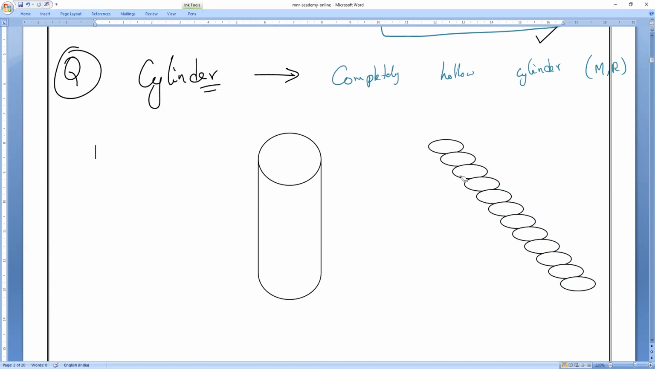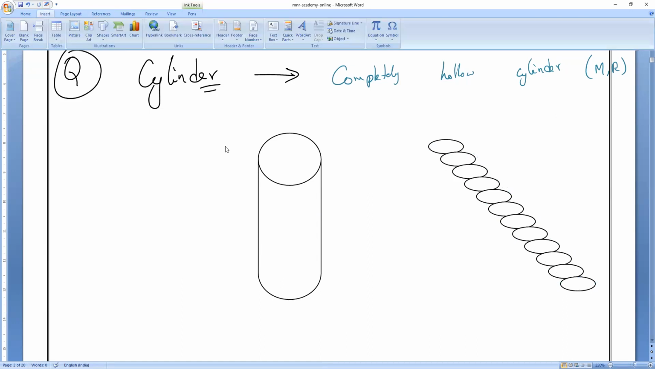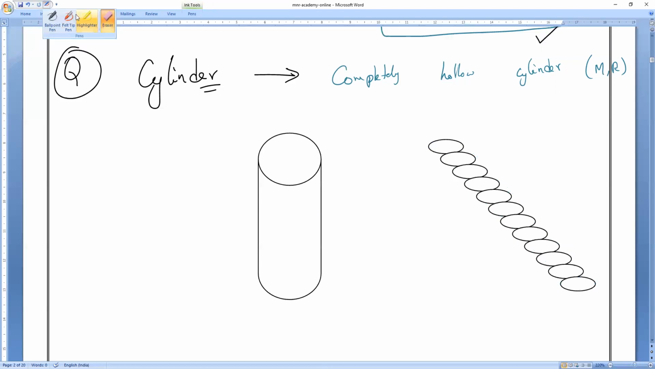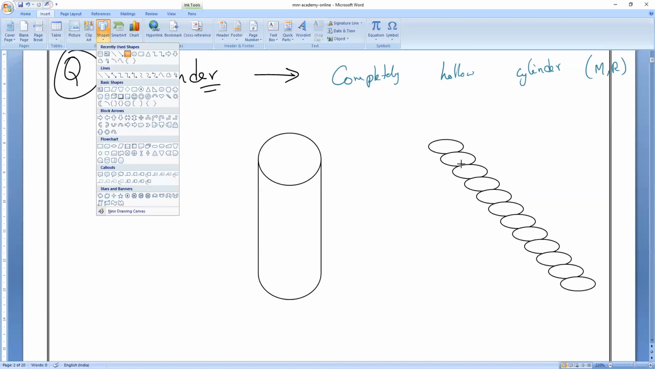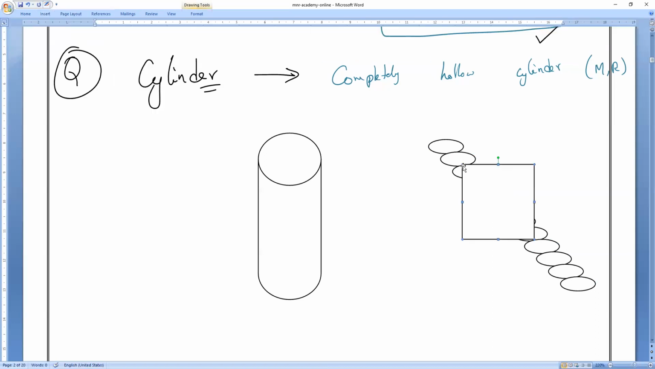Yes. So now if you have noticed, if you take this hollow cylinder, the question you write first: calculate the moment of inertia.